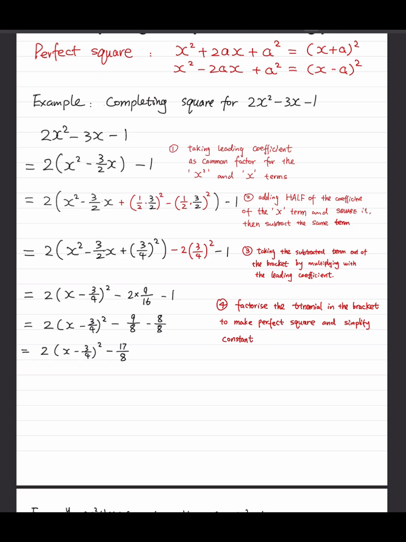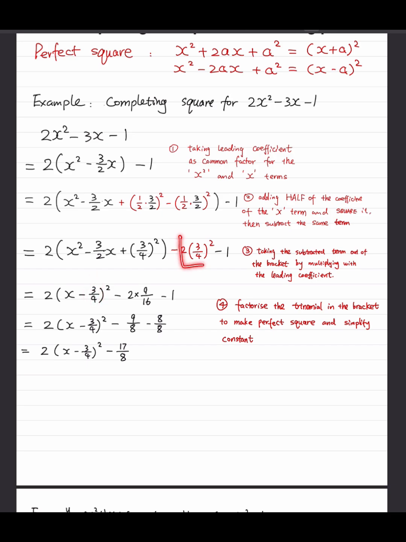Okay, now you can see the first 3 terms are forming a perfect square form. Then you can factorize the trinomial in the bracket to make a perfect square, and then you're going to simplify the constant. So firstly, let's rewrite these 3 terms into the perfect square form, x minus 3/4 squared, where x is the base for the first square, and then it's a minus in the middle, so you have a minus there, and then 3/4 is the base of the constant term. So here you have a 3/4 there.